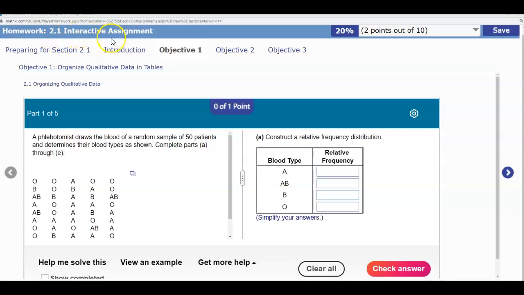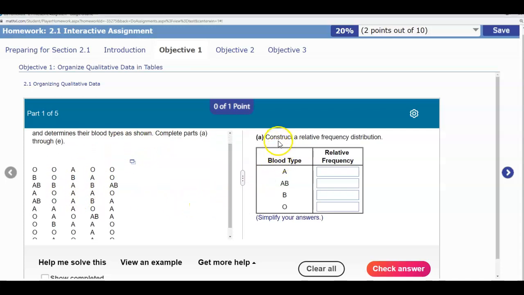Section 2.1 Interactive Assignment Objective 1. A phlebotomist draws the blood of a random sample of 50 patients and determines their blood types as shown. Here are the blood types, and what we want to do is construct a relative frequency distribution. So let's go ahead and do that.